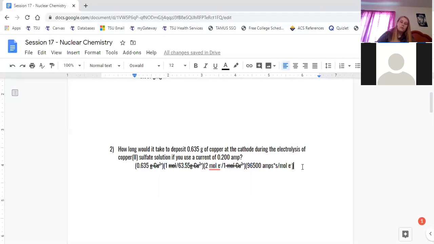All right, so we're going to be able to cancel our moles of e minus. And then after that, next we're looking for time. So we've got it into amps, and since we need to get rid of the amps here, we can divide by the number of amps that we actually have. So we're going to multiply that by 1 over 0.200 amps, and then our amps are going to cancel out.